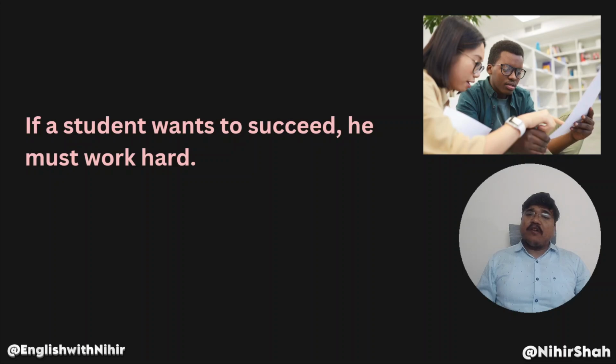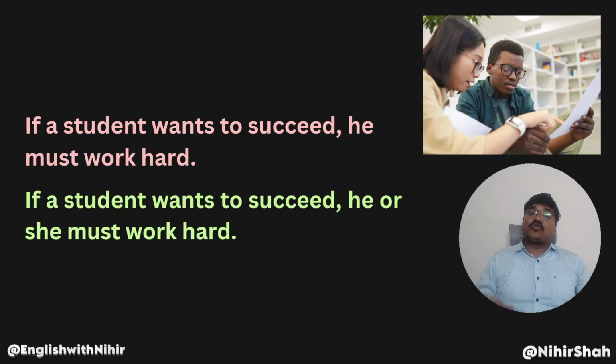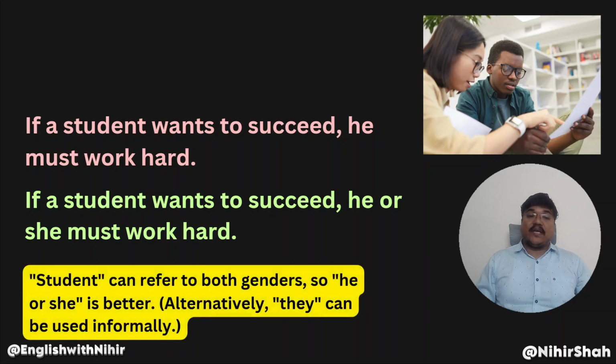Let's move on to the ninth sentence. If a student wants to succeed, he must work hard. Can you think of a mistake here? This is an interesting question. Think about it. The correct answer is: if a student wants to succeed, he or she must work hard. Okay? You have to use both he or she. Why? Student can refer to both genders. So he or she is a better choice here.